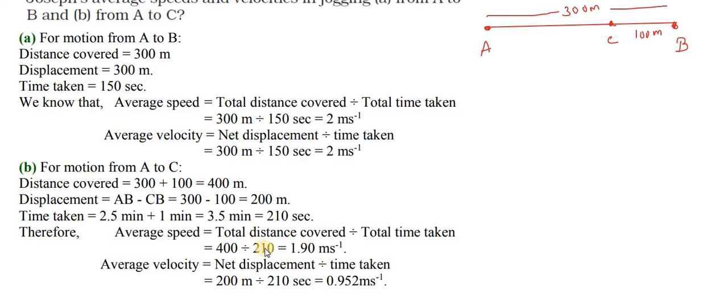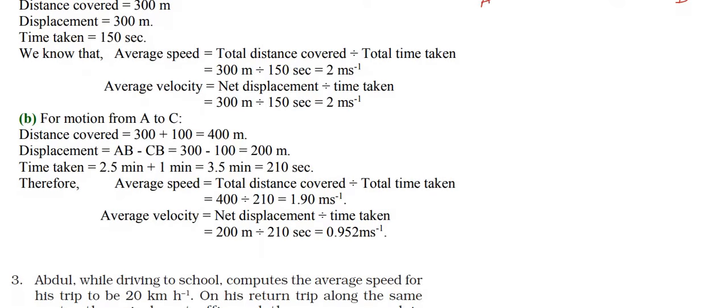So the average speed is equal to total distance covered divided by total time taken. That is 400 divided by 210, which is equal to 1.9 meter per second. Next, average velocity is nothing but displacement divided by time taken, or net displacement by time taken. So displacement is 200, 200 divided by 210, which is equal to 0.95 meter per second, approximately 1 meter per second. Is it clear?